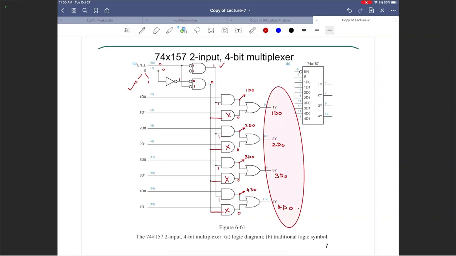Now, if you switch S to a 1, the reverse will happen. The AND gates which were giving 1D0, 2D0, and so on, will all become disabled, meaning they will all output a 0. The other AND gates, which had an X on them, will output 1D1, 2D1, 3D1, 4D1. And that's what will drive the outputs of the chip.